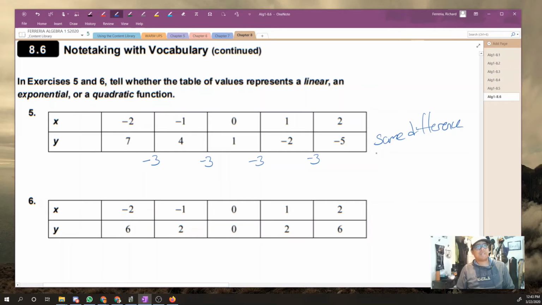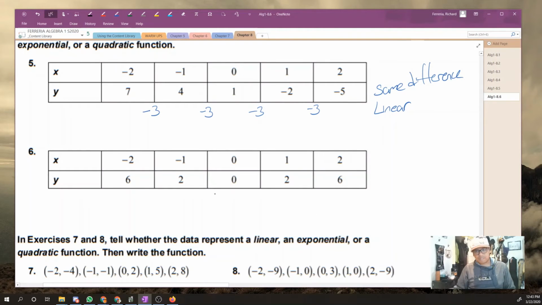So that means that this is linear. Okay. Same difference means linear. How about over here? Is it the same difference?